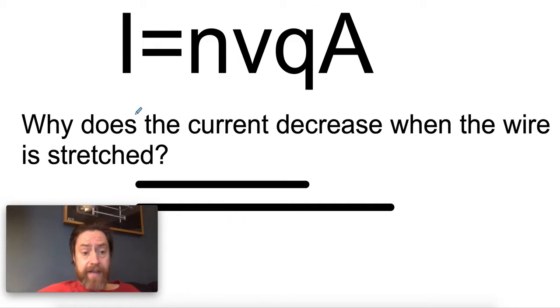Okay, and then a final one, which I'm sure you can do yourselves. It says, why does the current decrease when the wire is stretched? Basically we've got the same amount of material, but stretched thinner. So what's going to change? The area is going to change. So could you now write out, using the same ideas that we've had a minute ago, why the current would decrease.